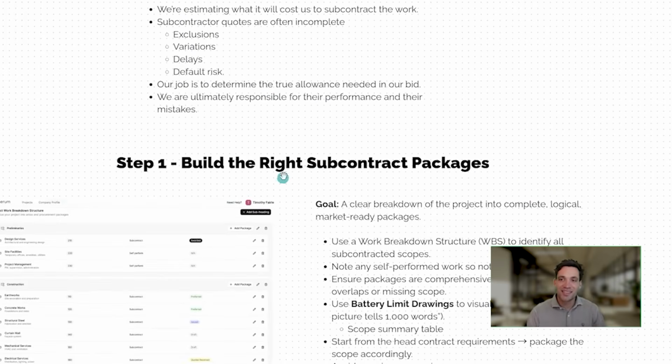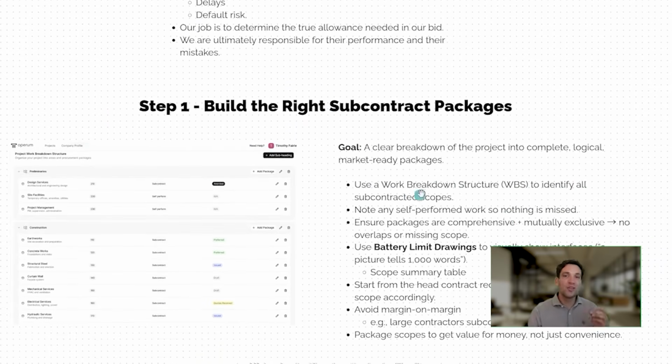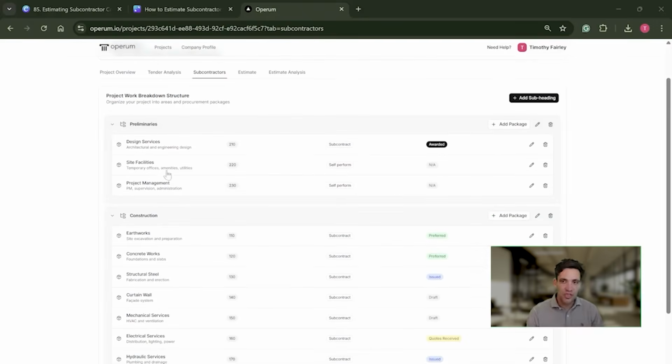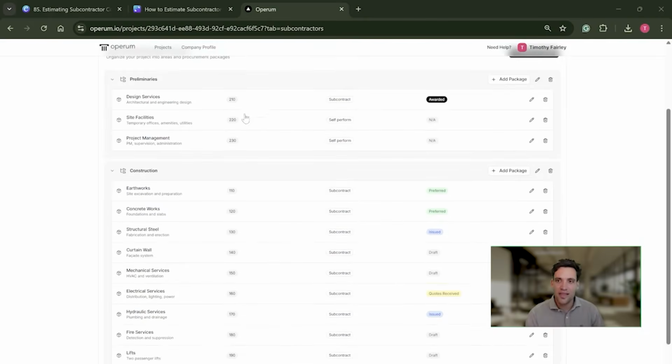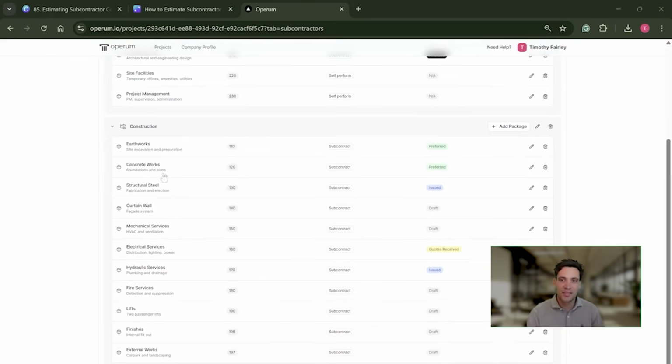Step one in this process starts with building the correct subcontractor package list. The goal in this first step is to take the overall project scope and break it down into component, logical, ready-made packages. To give you an example of what I'm talking about, here is an example project work breakdown structure or a procurement package list. This is done in my estimating software Opera, and you can see we've taken a commercial construction project, we've broken it down into some preliminary packages, and also all of our construction packages such as earthworks, concrete works, structural steel, mechanical services, fit out, and so on.